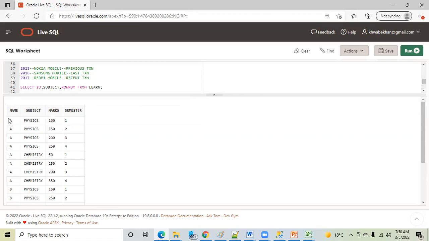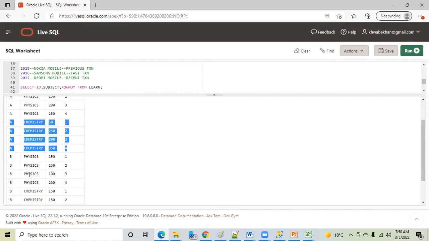If I consider these first four records, can you see the marks? Is it continuously increasing with the semester? In the first semester, I scored 100, in the second 150, in the third 200. So marks are continuously increasing. This is a valid case. Then look at A chemistry: is the marks continuously increasing? No. From second to third, 250 to 200, it has decreased.